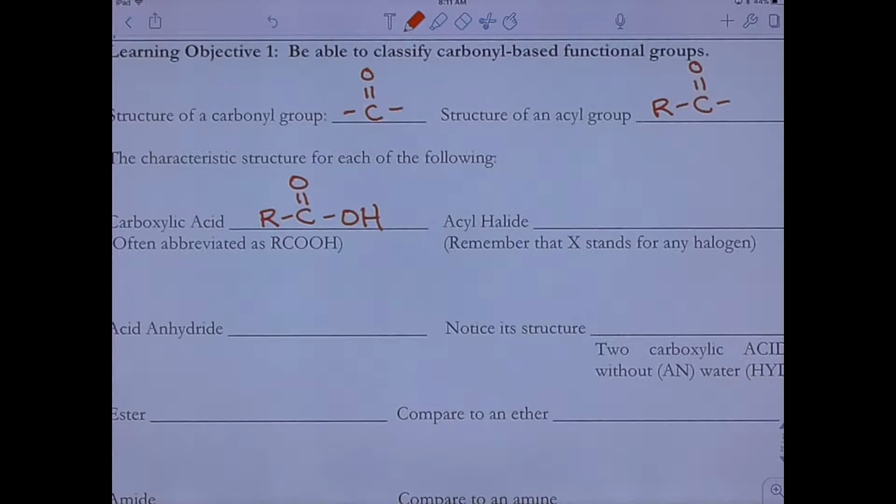An acyl halide has a halogen: fluorine, chlorine, bromine, iodine, any of those. And so I'm going to diagram that out as an X to represent a halogen.